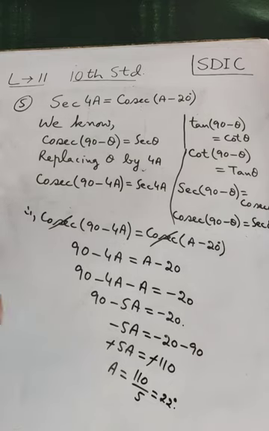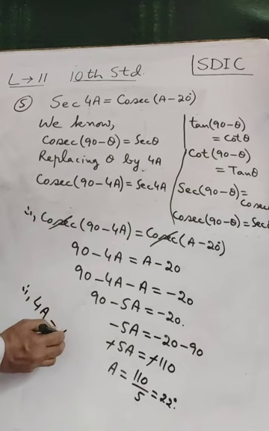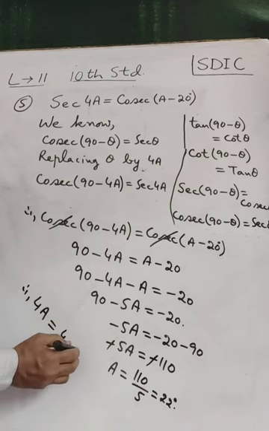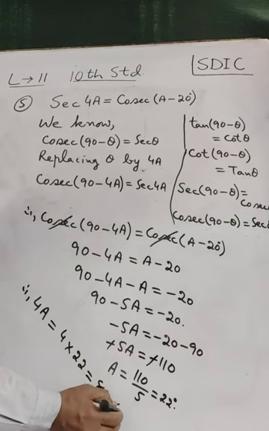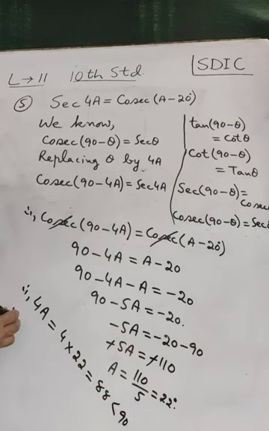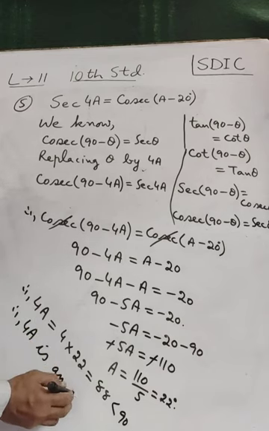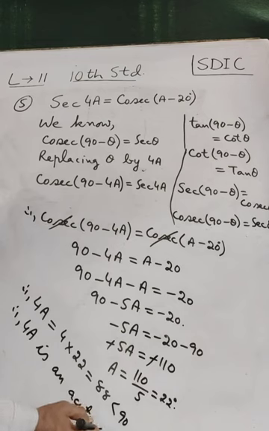Now knowing the value of A, we have to show that 4A is an acute angle. You can show that as we did in the previous case. What will be 4A then? 4 into 22, which is 88. It is less than 90. Therefore, it is an acute angle. 4A is an acute angle. That completes this question. So the questions are same.